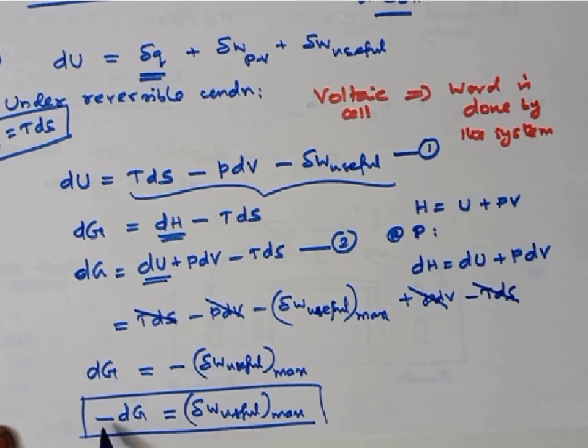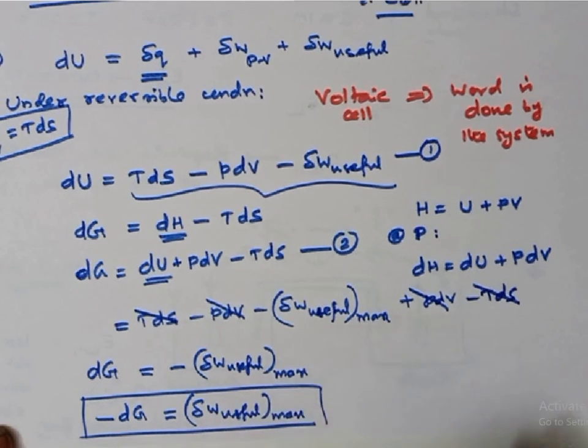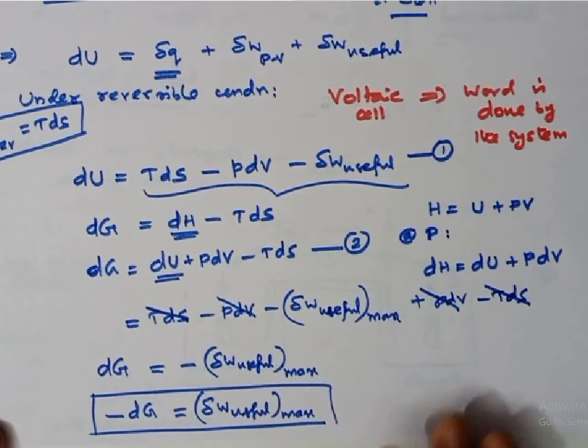Okay, why did I put minus? Minus sign indicates decrease. So decrease in free energy change comes out as the maximum useful work obtainable from the system, right? Keep this point in mind, students. Very, very important. Up to this, any doubt? Students, up to this, any doubt?